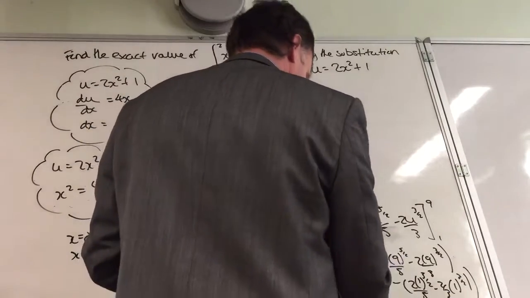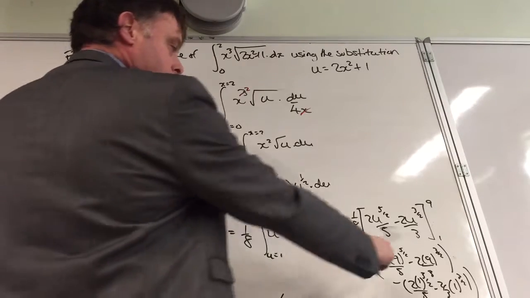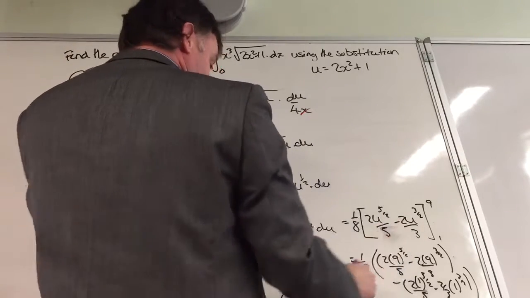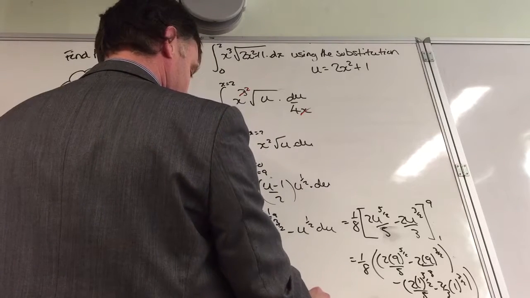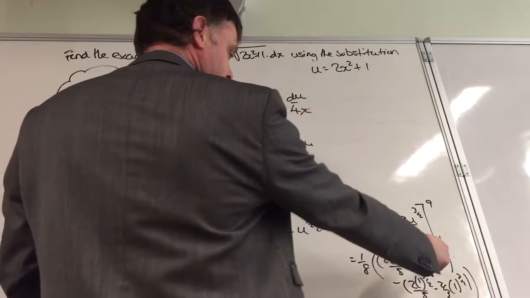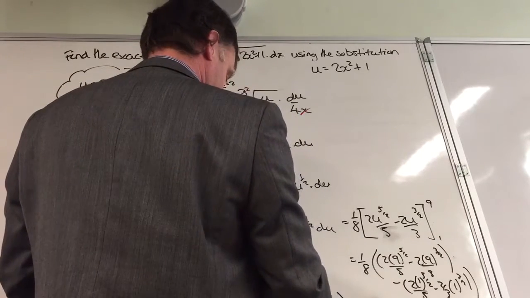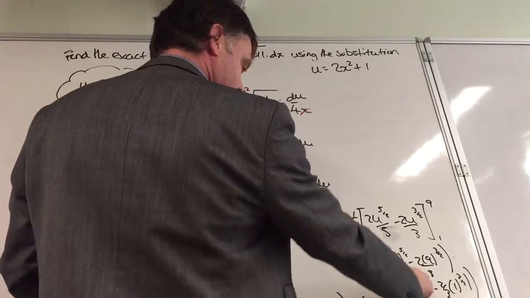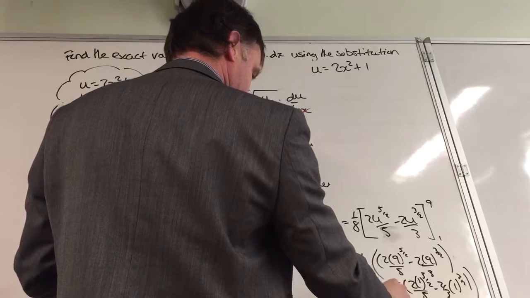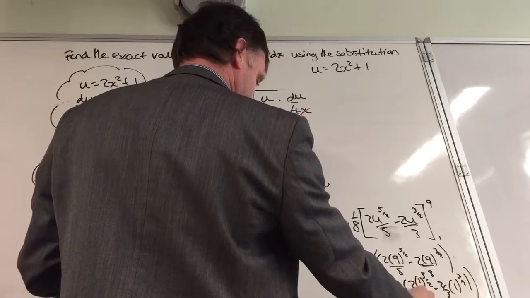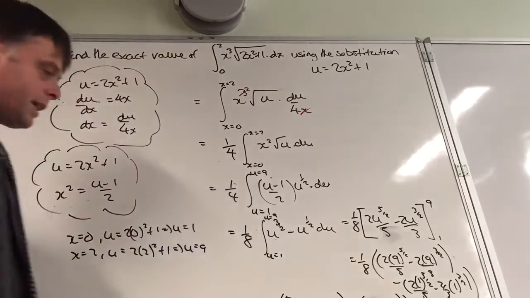So we're going to end up with, might need a bit more space than that, 1/8 of, square root of 9 is 3. 3 to the power of 5 is 243. Times 2 is 486 over 5. Minus 27, 9 minus 18. Minus, and then put 1 here, 1 to the power of anything is 1. So we end up with 2/5 minus 2/3. And then it's just a case of working out what all that is.